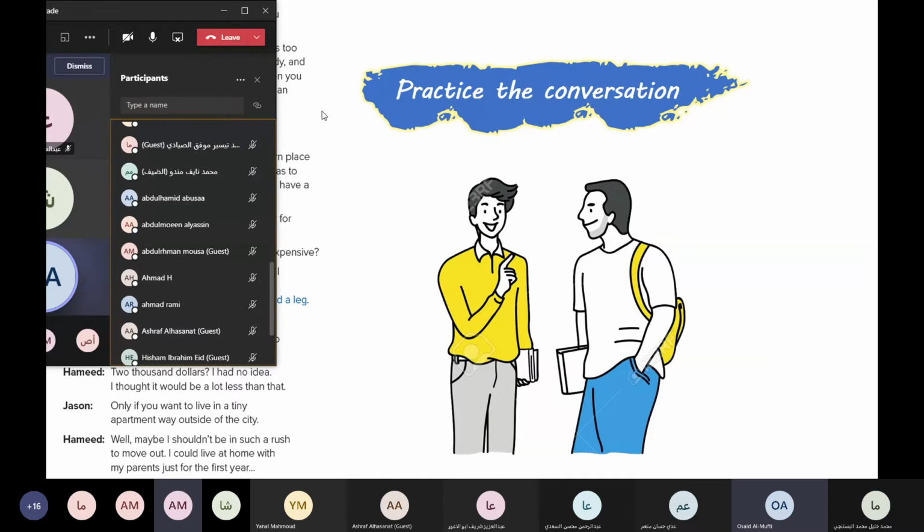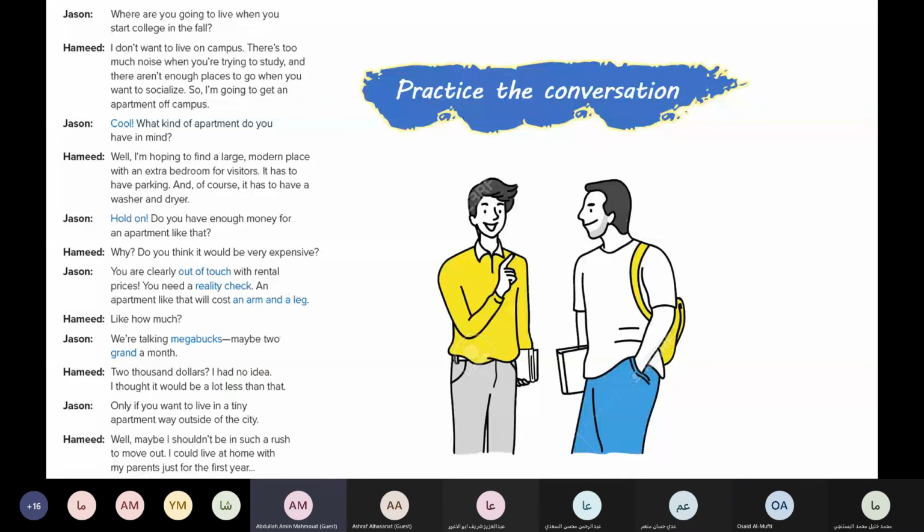Where are you going to live when you start college in the fall? I don't want to live on campus. There is too much noise when you're trying to study, and there aren't enough places to go when you want to socialize. So I'm going to get an apartment off campus. Cool. What kind of apartment do you have in mind? Well, I'm hoping to find a large modern place with an extra bedroom for visitors. It has to have parking, and of course, it has to have a washer and a dryer.